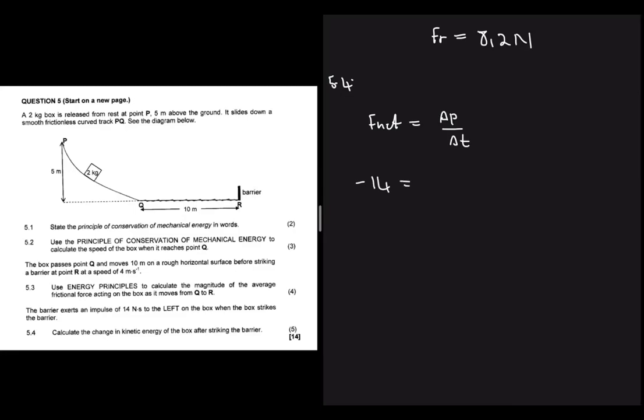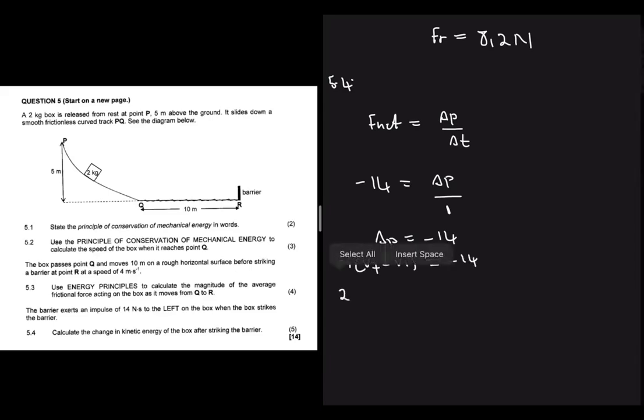equals delta P divided by 1. Delta P is 14 newtons multiplied by second, and if you solve this is what you get, right? Let's make delta P the subject of the formula. We're going to have delta P equals minus 14, and then what is delta P? Delta P is mass times velocity final minus velocity initial equals minus 14.